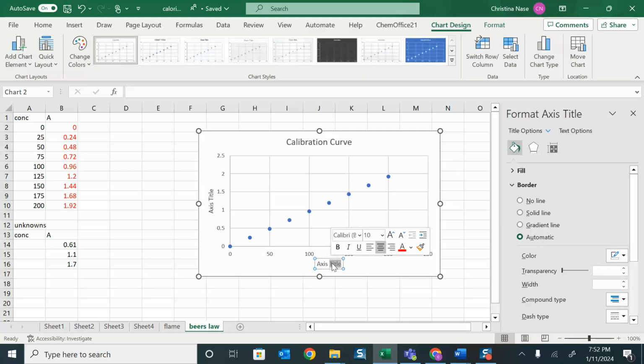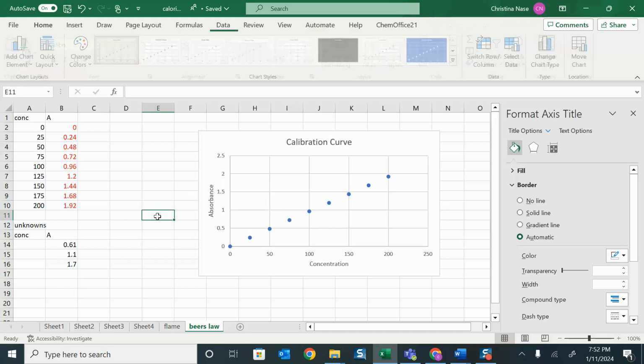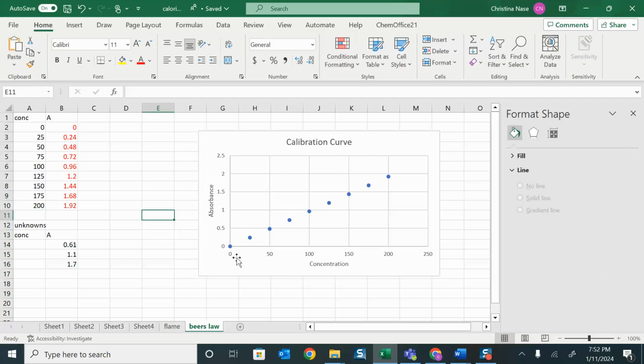So this is concentration, and this is absorbance. And then just check that to make sure. So my concentration goes from 0 to 200. Here my concentration goes from 0 to 200. Absorbance goes from 0 to 1.92. Yep, our highest one is a little bit less than 2. So that makes sense. This is absorbance, this is concentration.